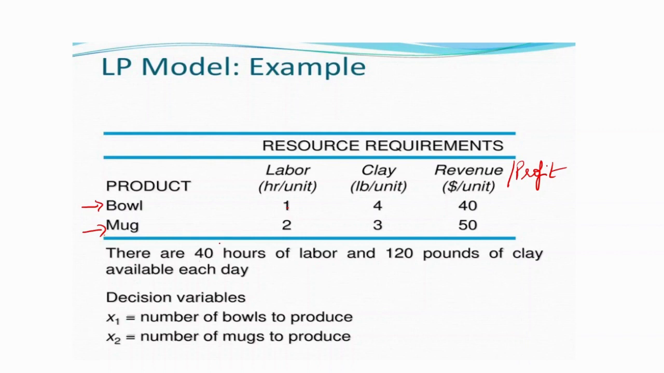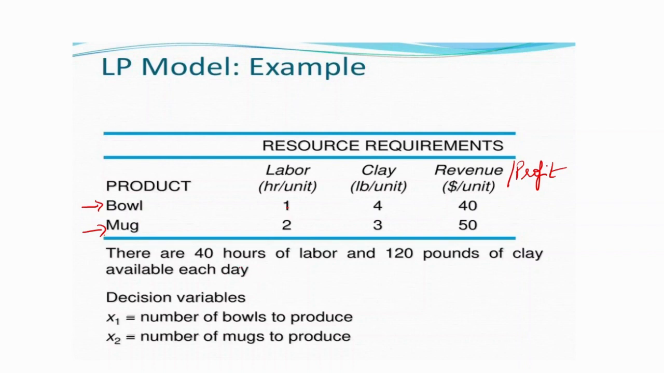There are 40 hours of labor. This is the availability of the number of hours of labor, so I cannot cross 40 hours. That's important, so 40 is the only limit that we have. There are 120 pounds of clay, that means the raw material available to me is only 120 pounds. Again, I cannot exceed that. That's available for each day.